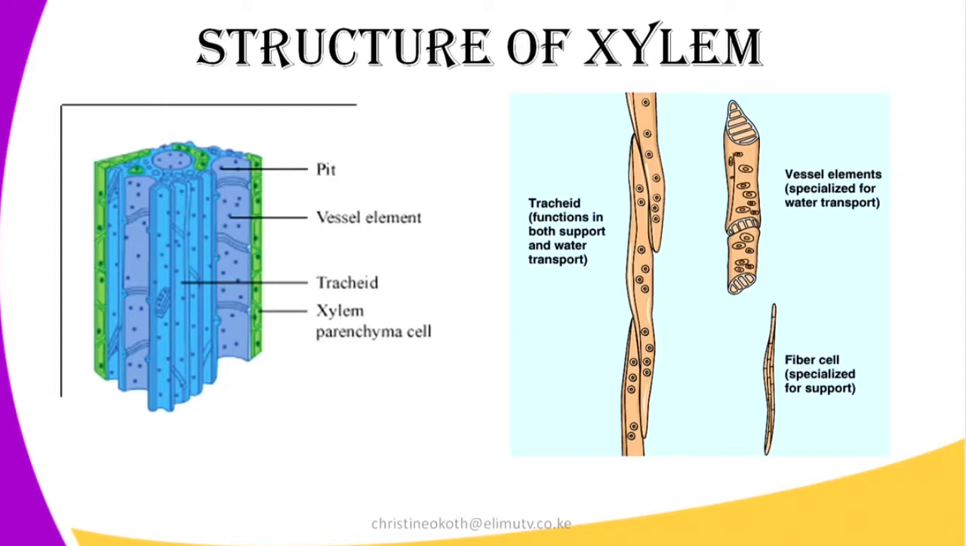So we have the two: tracheids and the vessel elements. They are the main components of the xylem vessel. The function of the tracheids is that they support the plants and help in the transport of water. The vessel elements are also specialized for water transport. Then we have the fiber cells, which are specialized for the support system in the plant.